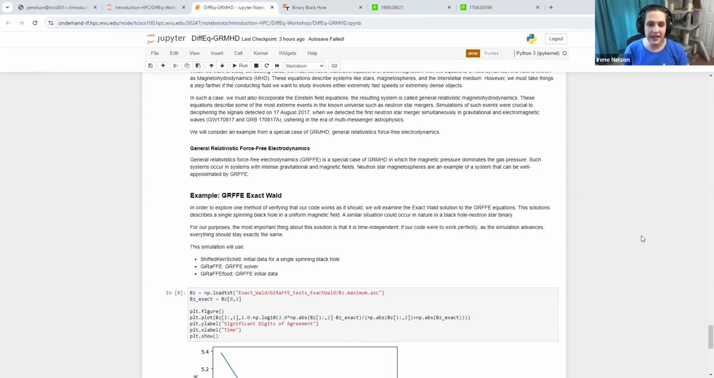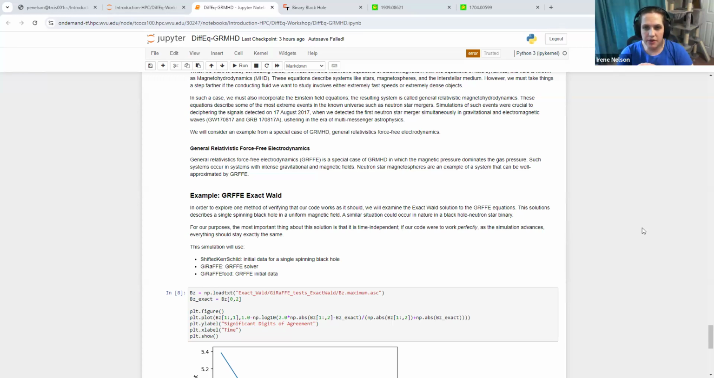This describes a case where we have a single spinning black hole immersed in a uniform magnetic field. We might see something similar to this in nature, if we have a black hole neutron star binary, where we would end up with a spinning black hole in an intense magnetic field that comes from the neutron star. But it'll never be exactly the scenario that we're going to look at.